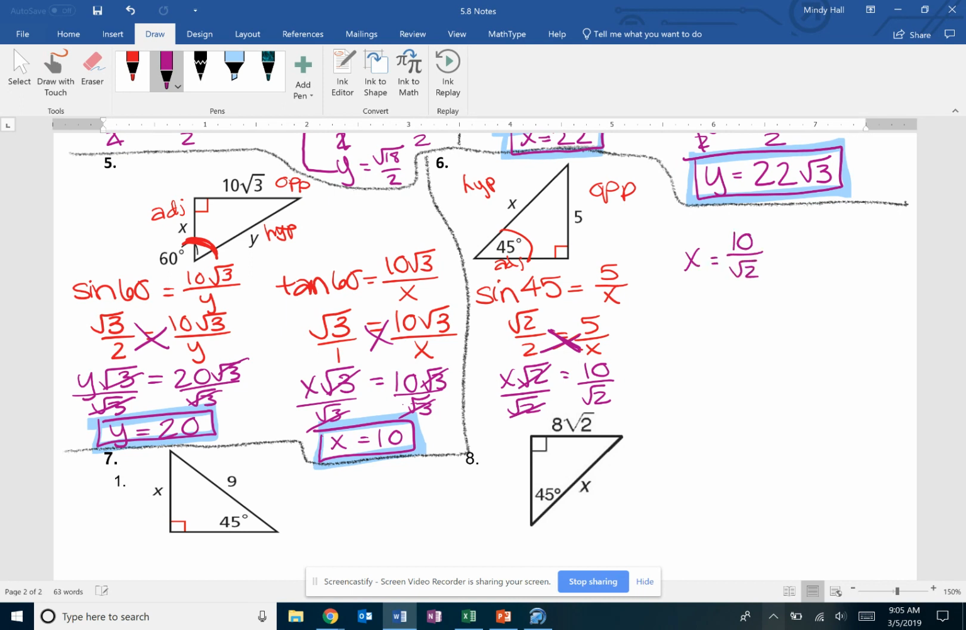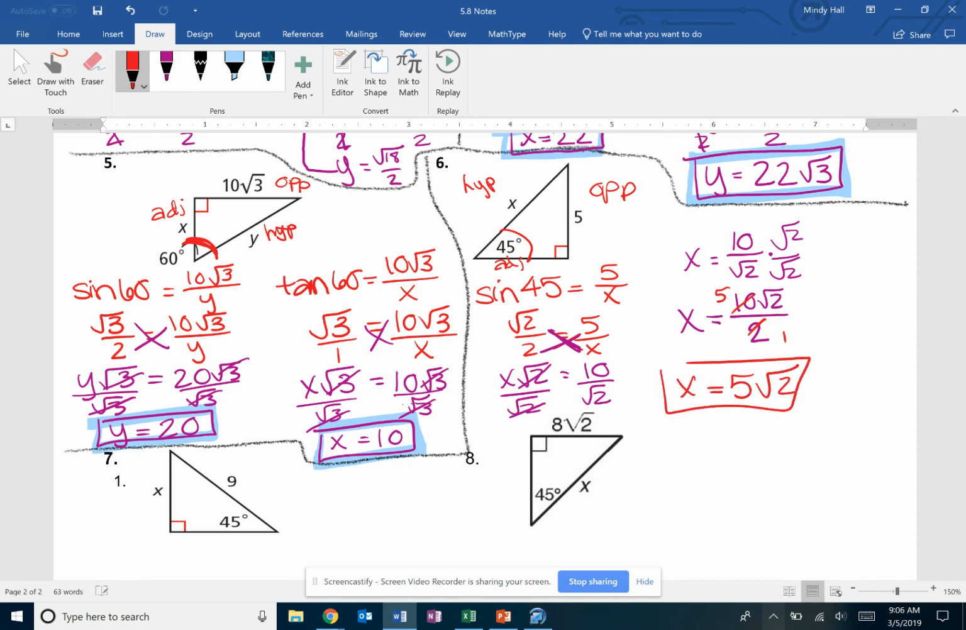But oh no, I don't like that denominator. I need to rationalize it. So we're going to multiply by the square root of 2 over 2. So then on the top we have 10 square root 2, over square root of 2 times square root of 2, which is the square root of 4, which is just 2. So then I notice, hey, wait a second, this will become 5, this will become a 1. So then x is just 5 square root of 2. Yay.